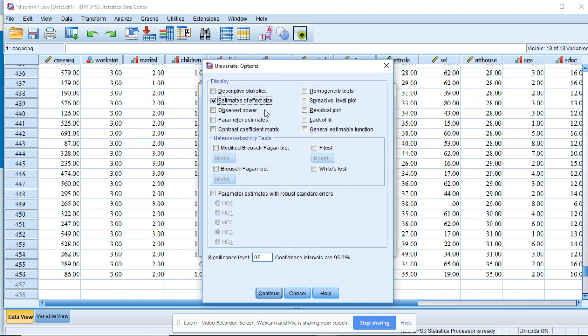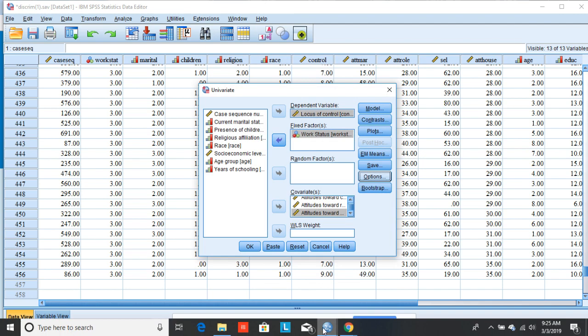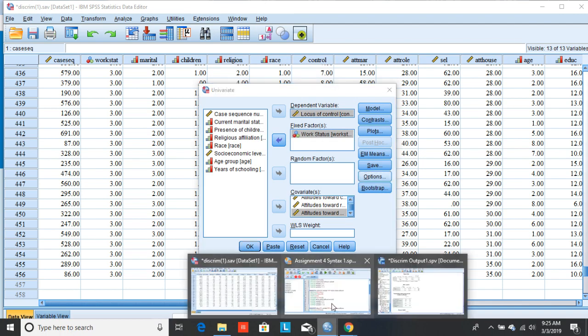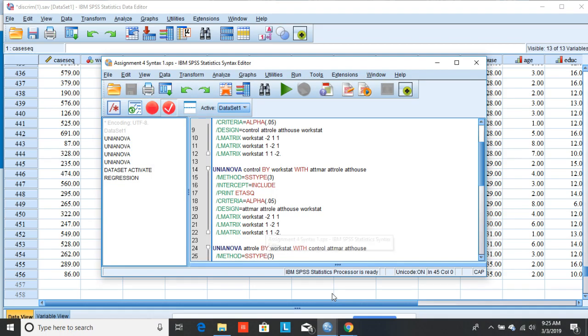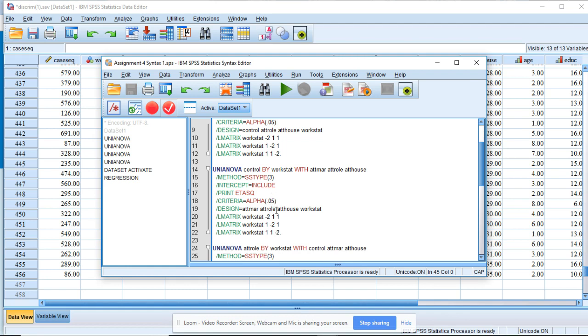You do want that checked off because you want those partial eta squared. Since we're going to be looking for effect size, that's important. Okay, so make sure you have that checked off. Again, that's going to show up in your syntax automatically when you click paste. Or if you missed it, you can just add this little line, print eta square. You'll have the criteria in there. The design will be these four variables, the 3 plus the workstat.